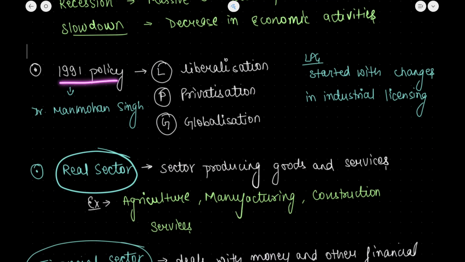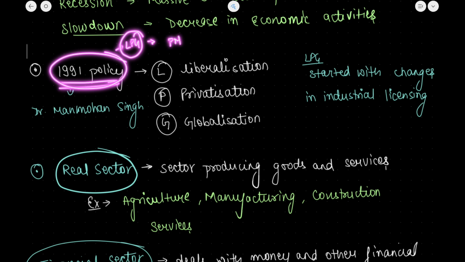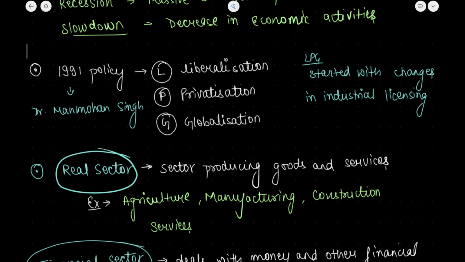Now, the 1991 policy. You are all aware of the LPG policy, which was started during the prime ministership of PV Narasimha Rao, at the time when Dr. Manmohan Singh was the finance minister. This LPG policy stands for liberalization, privatization and globalization. LPG started with changes in industrial licensing. The Indian markets were made open for foreign companies and foreign markets.